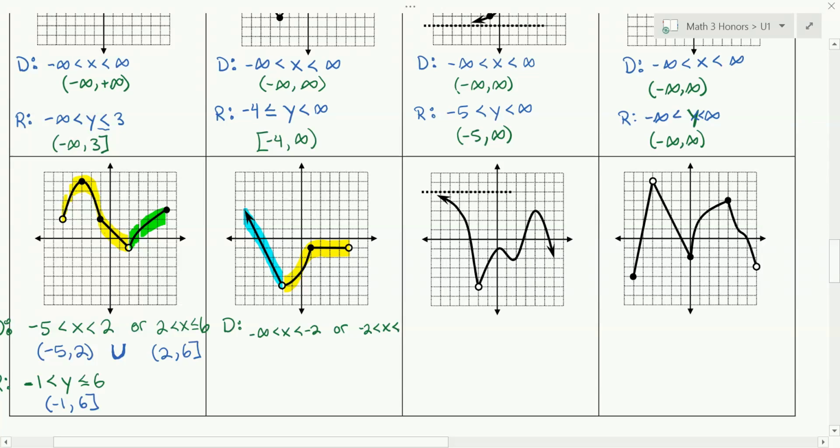And then we pick up where we left off, -2, less than x, less than. Do I have to stop here? No, because it's filled in. You go all the way over to 5.